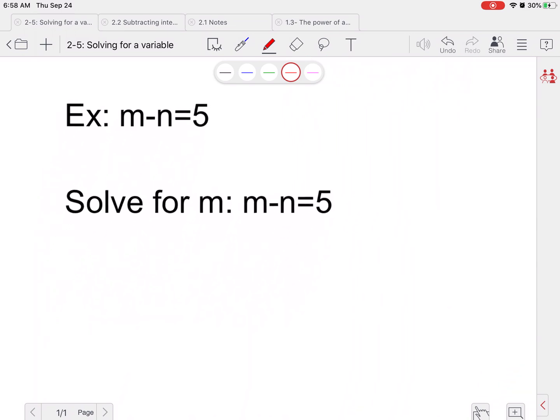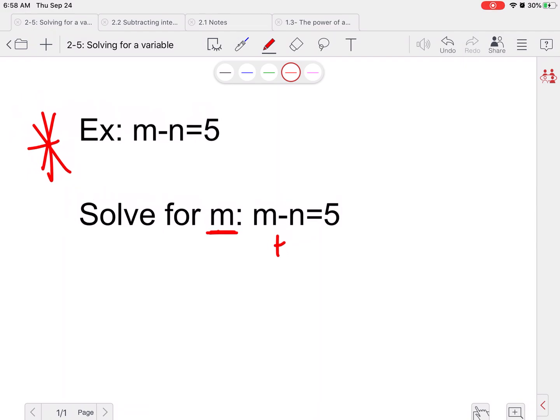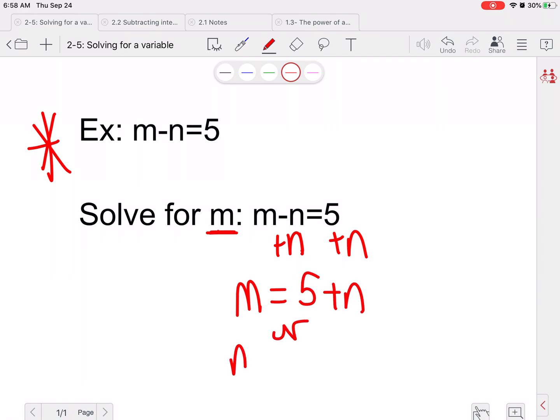All right. Go ahead and try this one on your own. So we have the formula m minus n equals 5, and we want to solve for m. So if I solve for m, I'm going to add n to both sides because that's what's stopping m from being by itself. So I get m equals 5 plus n. I could have also written this as n plus 5. Either way would be the same thing because addition is commutative, as we've said before.